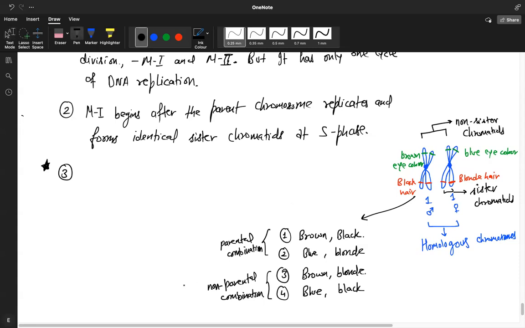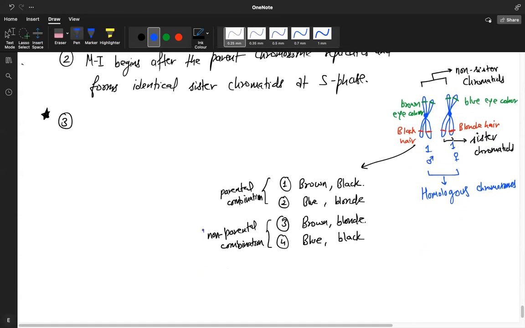Those are called non-parental combinations, or in other words, they are called recombinants, or variations. So this combination, brown and blonde, none of the parents had. None of the parents were brown with blonde, and none of the parents were blue eyes with black hair. So these two are variations from the genes that were expressed in the parents. You understand that, everyone?